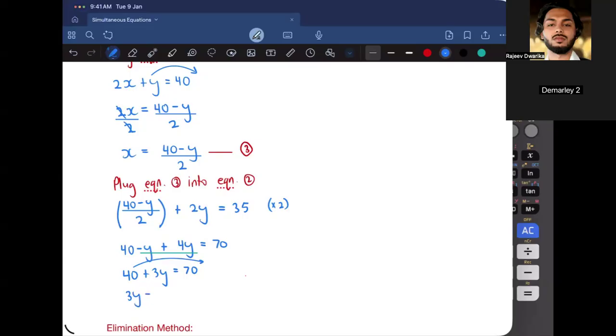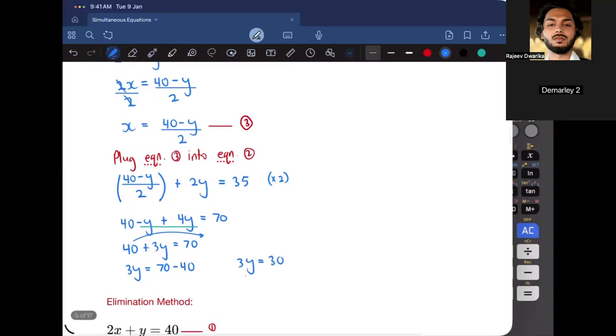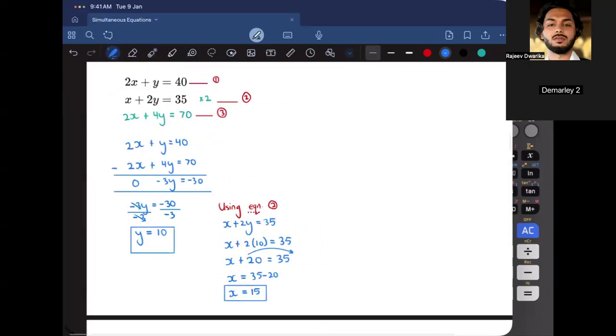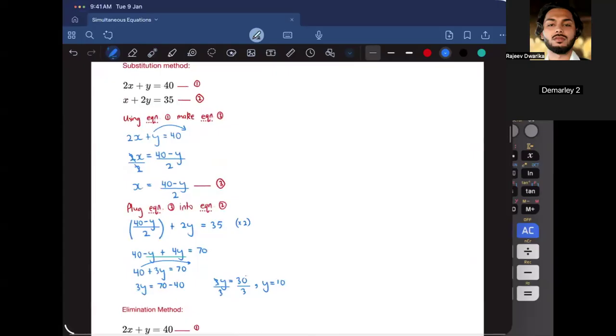3y equals 70 minus 40. And so 3y is equal to? 30. And if 3y is 30, then to find for 1y, I would divide both sides by 3. So y would be equal to 10. Right. Is that the same answer we got last time? Yes. Y is 10. How would I find for x?